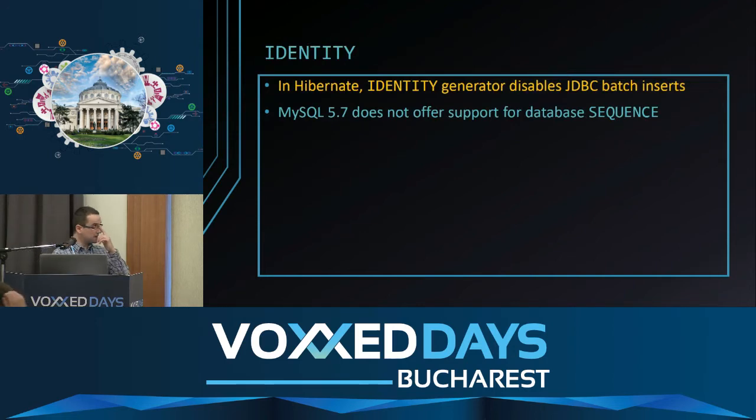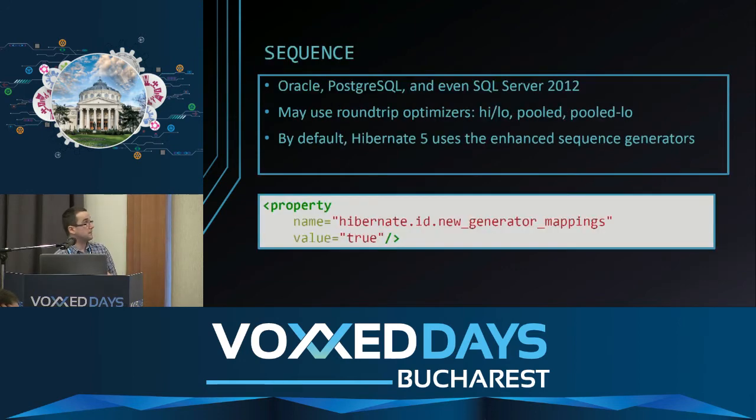For instance, the problem with identity is that, in Hibernate, if you choose it, it will disable the JDBC batch inserts. The bottom line here is that if your database supports both sequences and identity, it should always pick sequences, not identity. The only case where you cannot make that choice is with MySQL or MariaDB, where it's better to use identity than to use the table, as we will see.